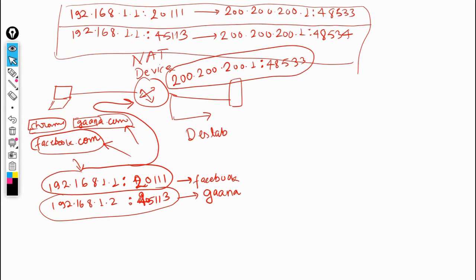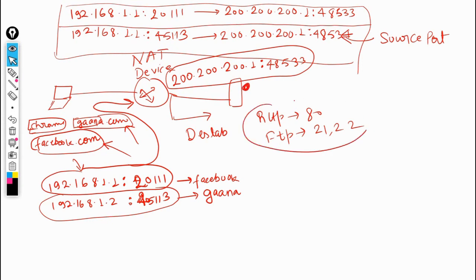Obviously, these are the source ports we're talking about. And the destination port might depend on the type of traffic. It is either HTTP traffic going to port number 80, or FTP traffic going to port number 21 or 22, based on the type of traffic. So it is going to different types of servers. These are the destination ports. Now, based on the type of server, it will reply back.